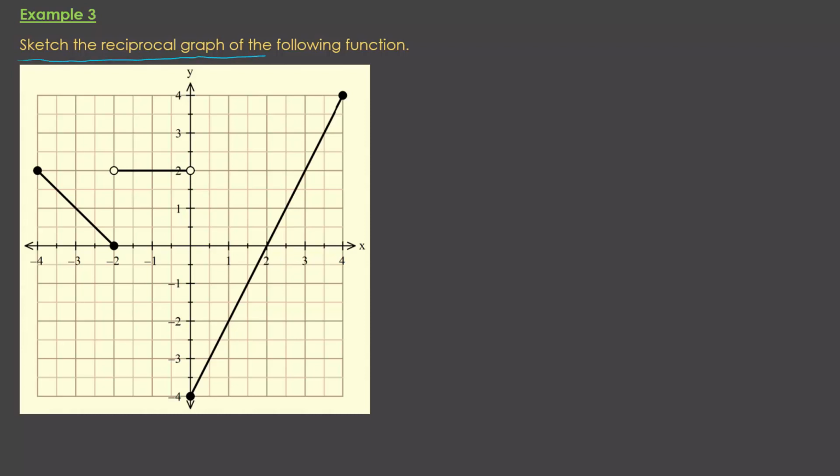Sketch the reciprocal graph of the following function. Now, before we start, let's just note that this point here is known as a plug and this point as a socket. And what this is telling us is that f of negative 2 is equal to 0, not 2.